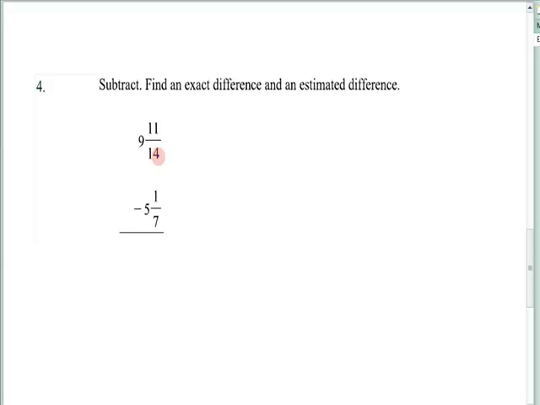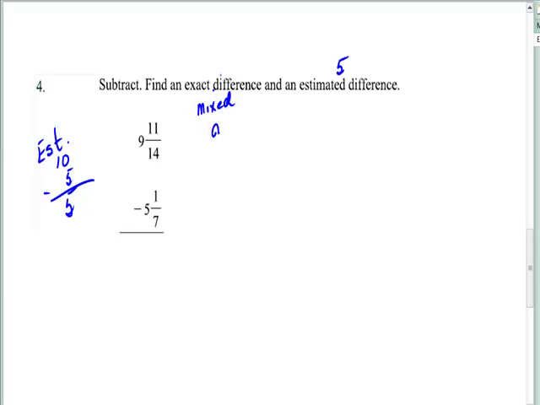11 is more than half of 14, so I'm going to change that to 10. Then I'm going to subtract, well, in fact, I'm going to write it over here. Estimate. This is 10, and I'm going to subtract. 1/7 is less than half, so I'm going to throw it away. So it's really just going to be 10 minus 5, which gives me 5. The estimated difference is 5. So I've gone ahead and done that, even though when you do it in Math Lab, that may be the second part.